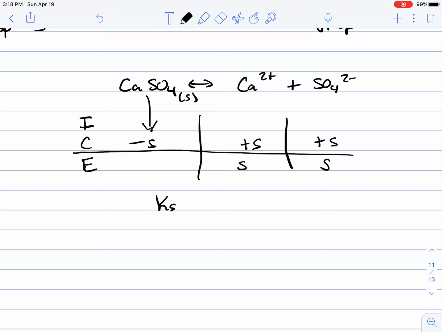And so the KSP, if you guys do the mass action expression, remember this is 1 to 1, it's going to be S to the first times S to the first, which is going to be S squared. And so if I solve for the molar solubility, I have to take the square root of both sides. And the molar solubility for calcium sulfate is defined by the square root of its KSP.